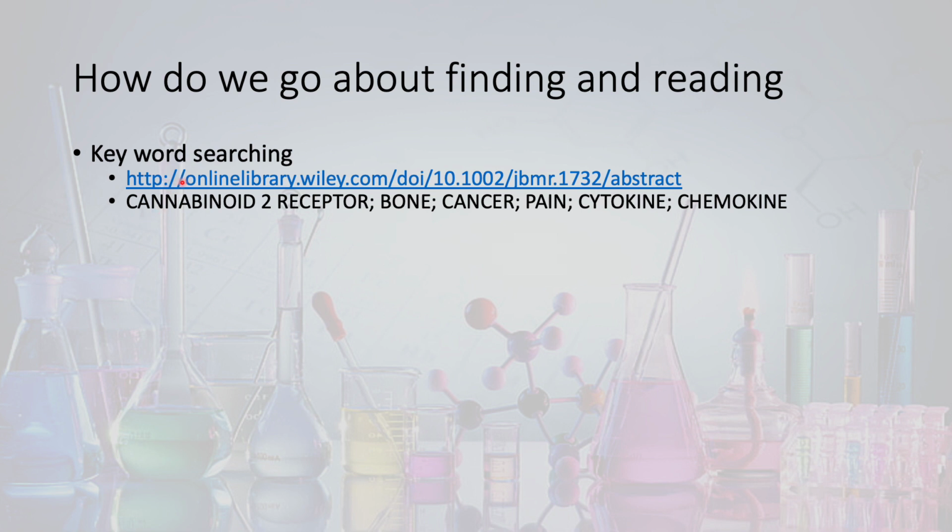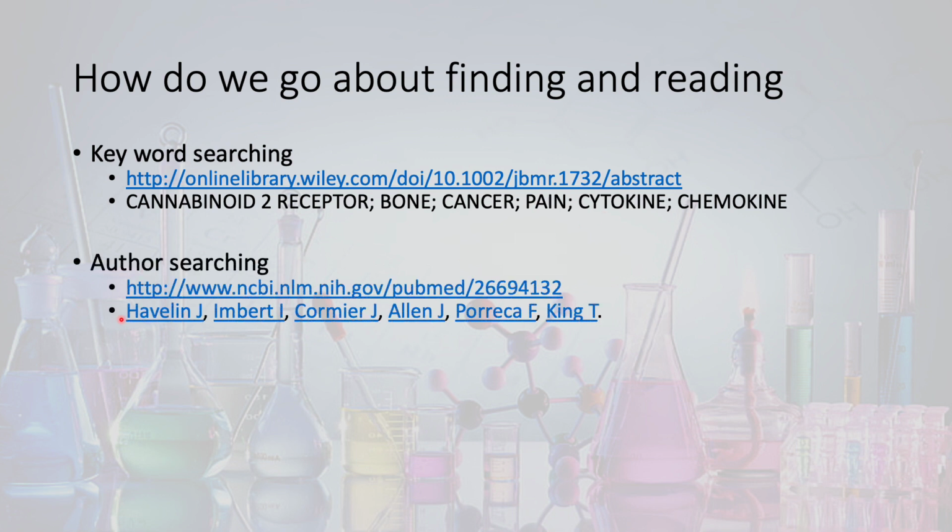So here's a link to an article that you could locate by using these keywords, and you guessed it. This article evaluates a drug that acts on the cannabinoid 2 receptor and how it changes cytokine and chemokine expression. And ultimately, the authors are investigating how that drug affects cancer-induced bone pain, right? So you can see that in the choice of keywords here.